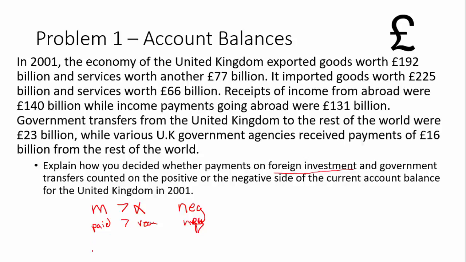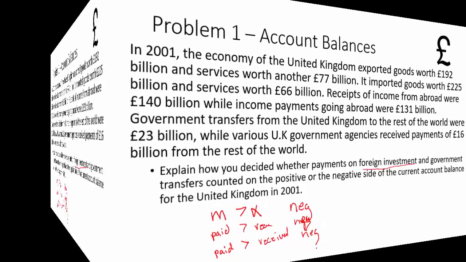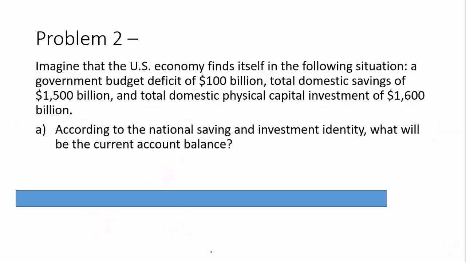And then government transfers, of course, it makes sense that it's going to be the same way, right? Our paid out versus our received, if our paid out is going to be larger, then it's going to be a negative as well on that. So go ahead and type that out as well.